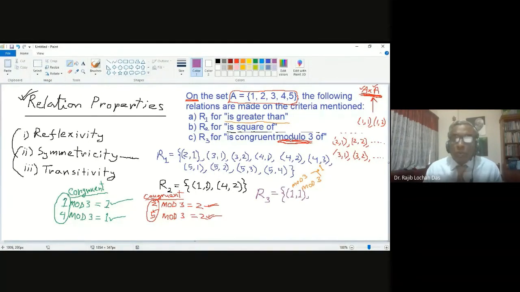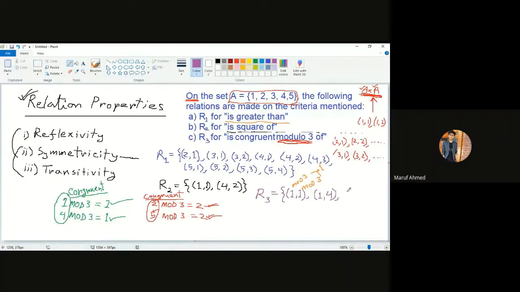So what about 1, 4? Yes, possible 1, 4. Why possible? Because 1 mod 3 and 4 mod 3 give the same answer. Is that okay? Can you take 1, 3? No. Can you take 1, 5? No, because they will not give you the same answer.